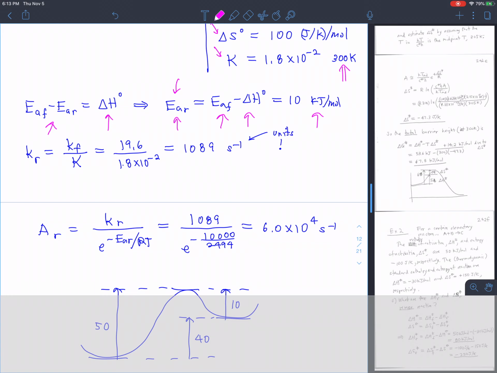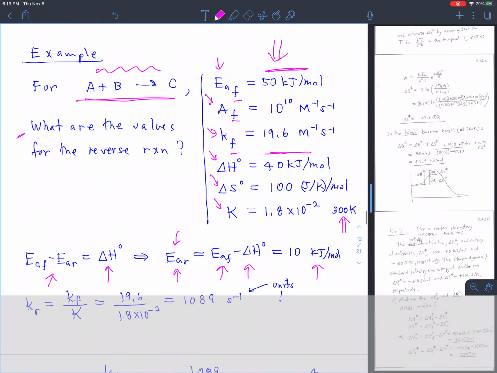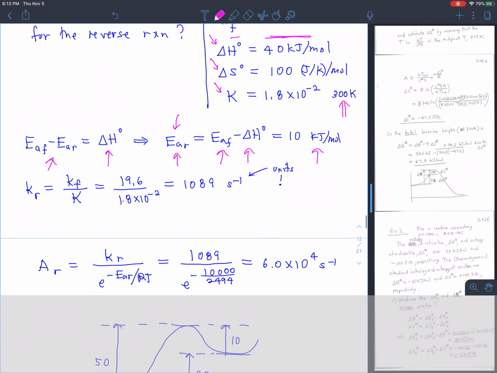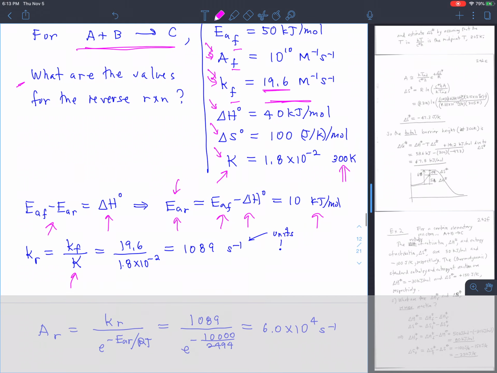Then I want to get this Arrhenius A factor, the pre-exponential factor, for the reverse direction, right? And I want to get the reverse rate constant as well. I'm given the equilibrium constant, so I can get the reverse rate constant right away. It's going to be, well, k forward here is 19.6. And the equilibrium constant is 1.8 times 10 to the minus 2. So that gives almost 1100 as the value for the reverse rate constant.